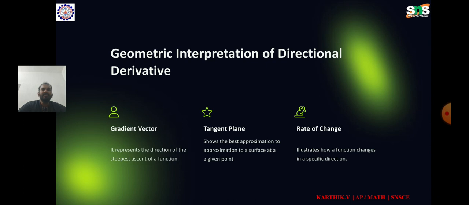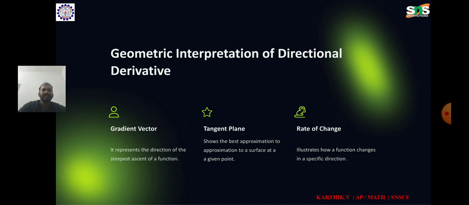Geometric interpretation of directional derivative. The geometric interpretation of the directional derivative involves visualizing how a function changes in a specific direction. Imagine you have a surface representing a function f of x, y in 2 dimensions or f of x, y, z in 3 dimensions, at a specific point (x0, y0) in 2D or (x0, y0, z0) in 3D.